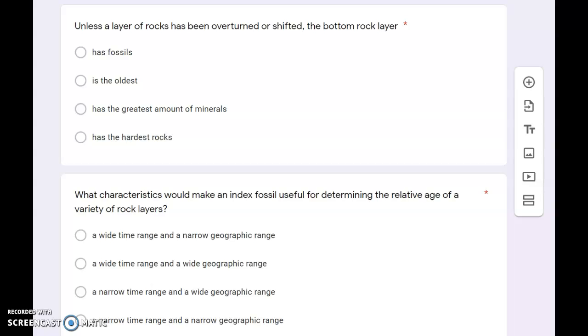Unless a layer of rock has been overturned or shifted, the bottom rock layer: has fossils, is the oldest, has the greatest amount of minerals, has the hardest rocks. What characteristics would make an index fossil useful for determining the relative age of a variety of rock layers? A wide time range and a narrow geographic range, a wide time range and a wide geographic range, a narrow time range and a wide geographic range, a narrow time range and a narrow geographic range.